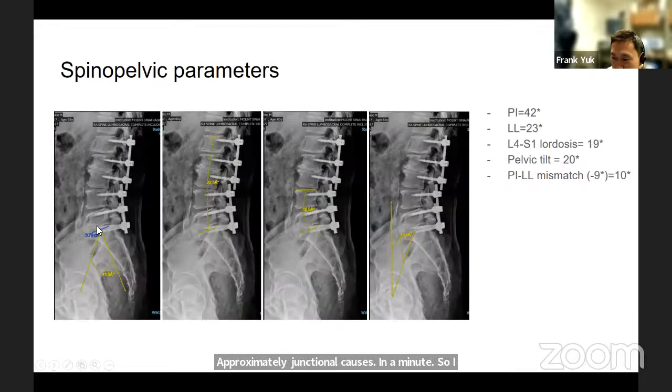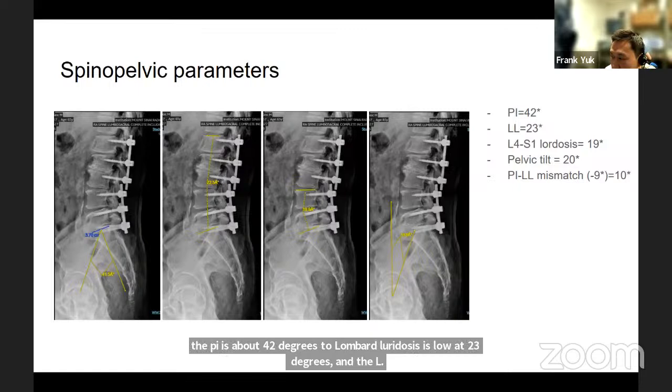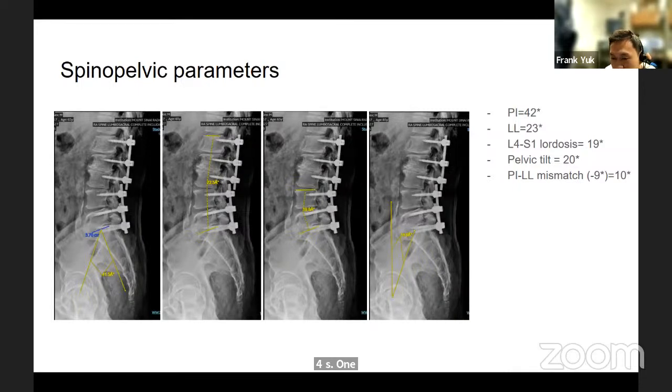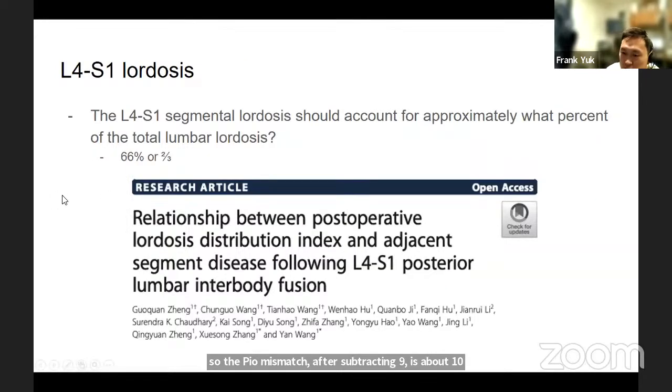So I did all the measurements for us. The PI is about 42 degrees. The lumbar lordosis is low at 23 degrees. And the L4-S1 segmental lordosis is 19 degrees, and the pelvic tilt is 20, which is kind of right on the cusp of being normal. And so the PI-LL mismatch after subtracting 9 is about 10 degrees of mismatch.